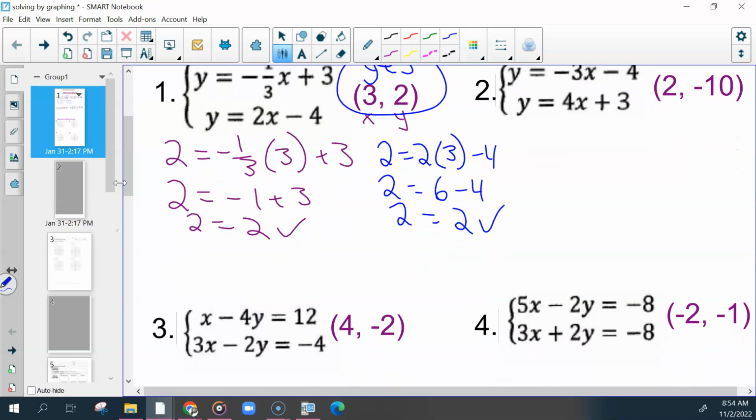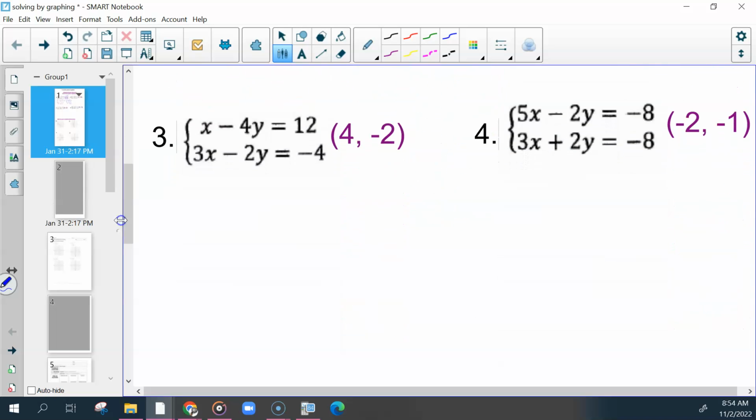Let's do one more. And then I'll let you try, and then we'll move on. Let's do 3. The format is different, but the process is the same. We do not need to change the order. We can put it directly in. 4 minus 4 times negative 2. Figure out, is that the same?